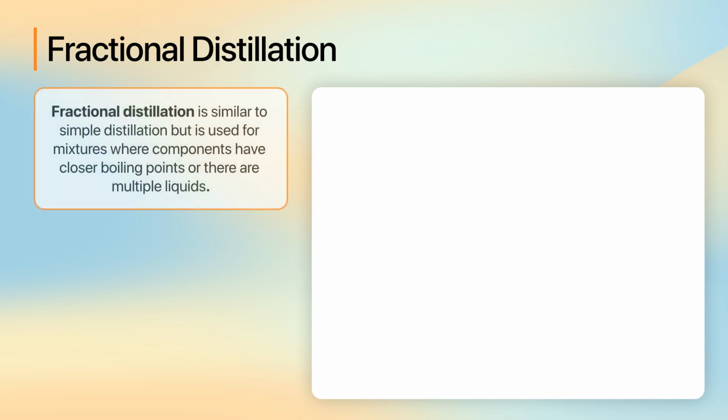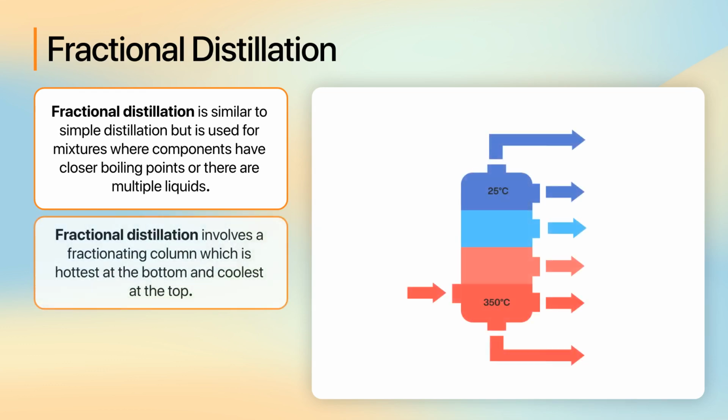Now let's look at fractional distillation. Fractional distillation is similar to simple distillation, but is used for mixtures where the components have closer boiling points or there are multiple liquids. This method employs a fractionating column. The column is hottest at the bottom and coolest at the top.